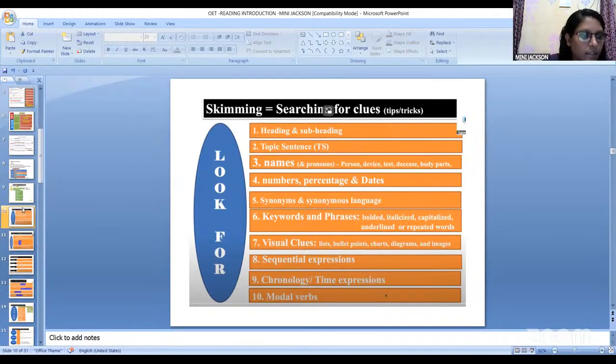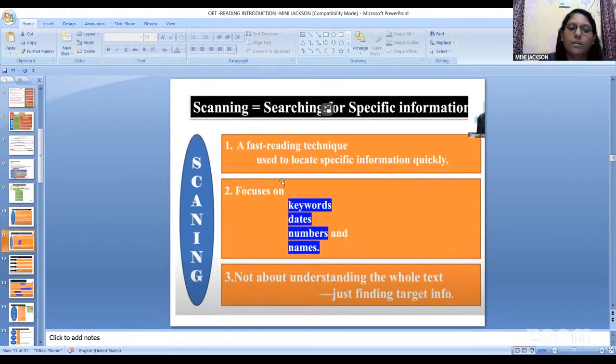Then we'll move to scanning. What is scanning? Scanning means searching for specific information. Scanning is a fast reading technique used to locate specific information quickly. However much effort you can give to find the specific information quickly, you have to do it. Then focus on keywords, dates, numbers, and names.